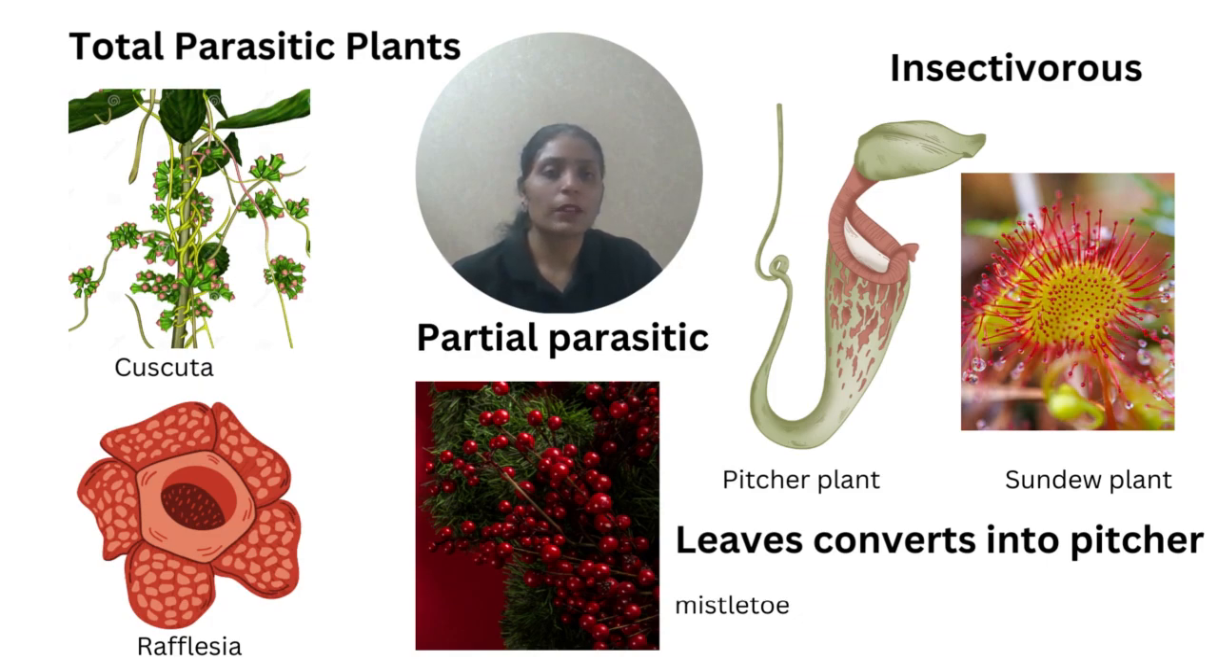Some examples will be Nepenthes or pitcher plant. Nepenthes and pitcher is the same plant, with two different names. And apart from that, sundew plant or Venus flytrap.